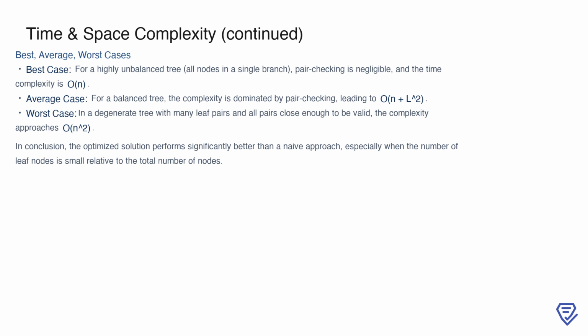Overall, the optimized solution significantly outperforms the naive approach, especially in cases where the number of leaf nodes is relatively small compared to the total number of nodes. This efficiency makes it a practical choice for solving the problem across a wide range of tree structures.